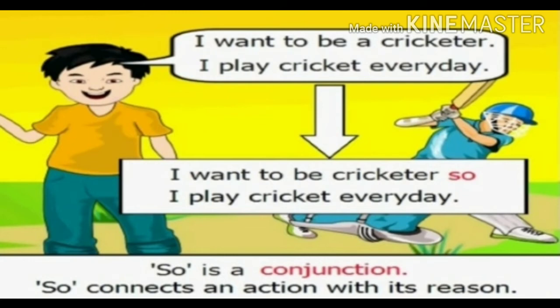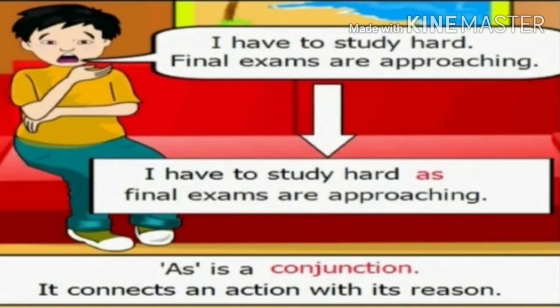We use the conjunction so where an action connects with its reason. I want to be a cricketer, so I play cricket. In the first sentence, there is a reason why he plays cricket. As is a conjunction, it connects an action with its reason. I have to study hard as final exams are approaching.